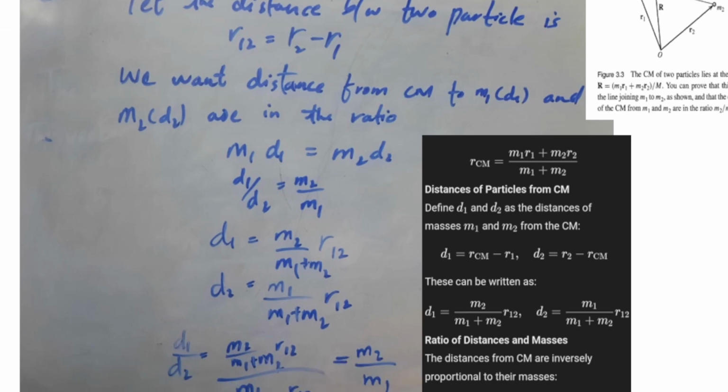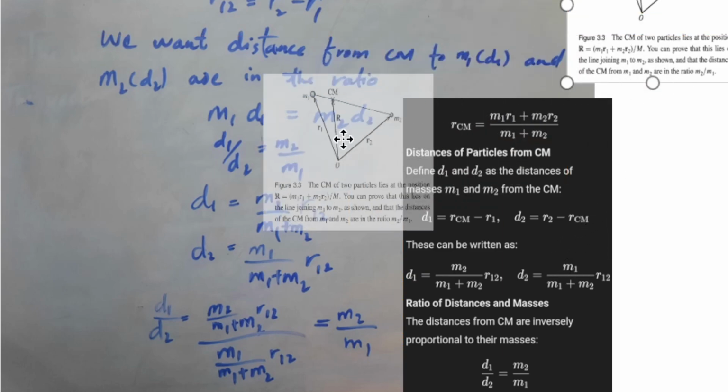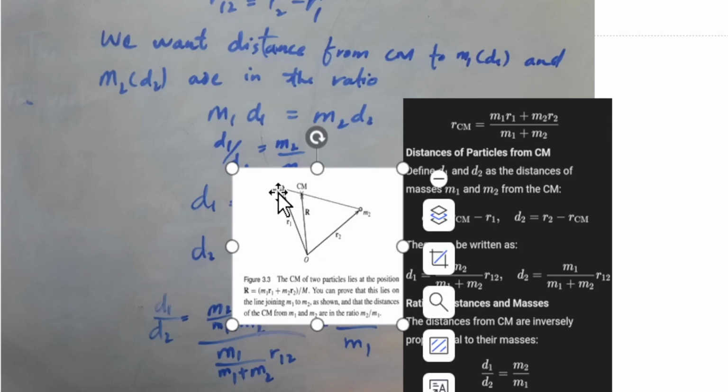Further, you can see this is the ratio of D1 and D2. After putting the values in this formula, you will get M2 over M1, and this is what we had to prove. So these two conditions are equal, and this is our answer. Make sure that using this diagram, D1 is the distance from M1 to the center of mass, and D2 is the distance from M2 to the center of mass.